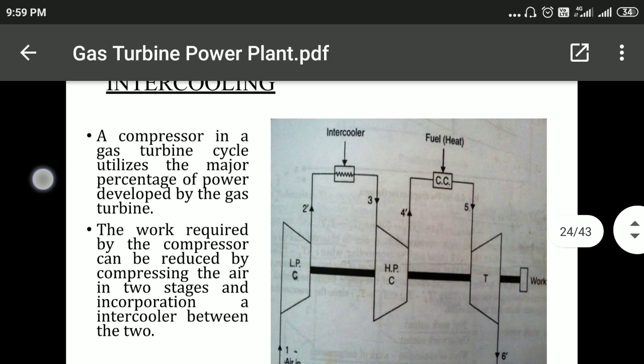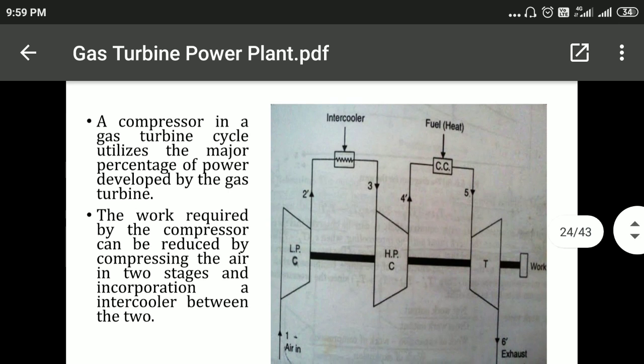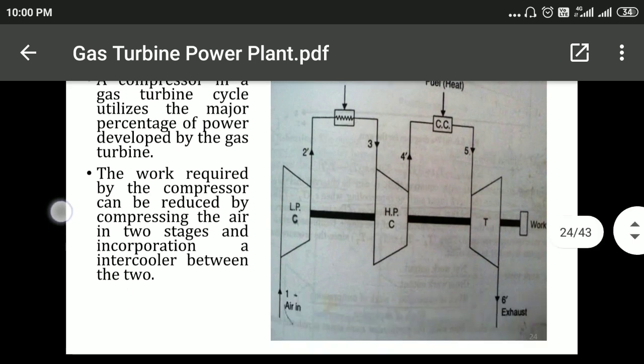The compressor in a gas turbine utilizes a major percentage of the power developed by the gas turbine. As we know, 66% of the total turbine output is utilized to run the compressor. So the work required by the compressor can be reduced by compressing the air in two stages and incorporating an intercooler between these two. As we utilize the reheater between two turbines by heating, in the same way we utilize an intercooler between two compressors, where we use a low pressure compressor and a high pressure compressor, compressing the air in two phases.